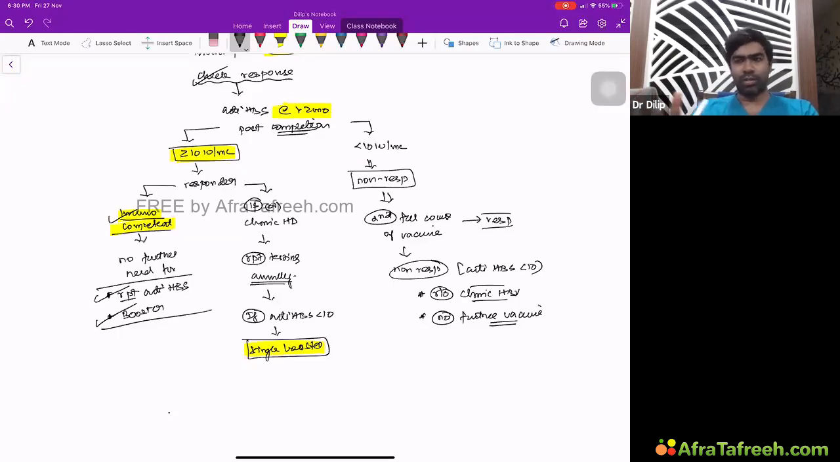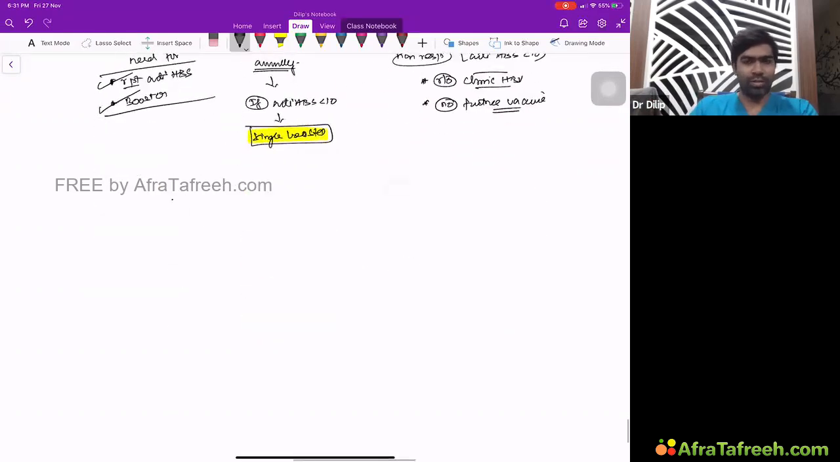Similarly, non-responders: at the first anti-HBs check itself, it is less than 10. Those individuals should go for a second course of vaccine. If the second course of vaccine is also not effective and they cannot mount an anti-HBs response, then the first thing to rule out is chronic HBV. Once you rule out chronic HBV, you can be sure there is no need of any further vaccine, because if they are non-responders twice, they will remain non-responders however many times you give the vaccine. So that's the idea.